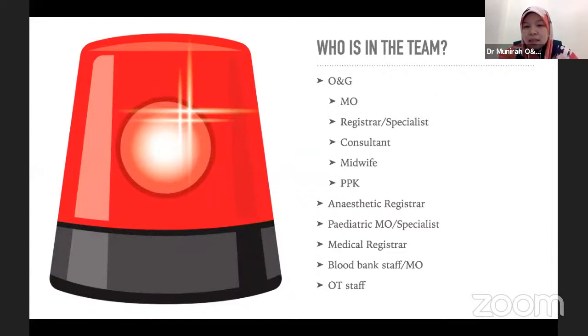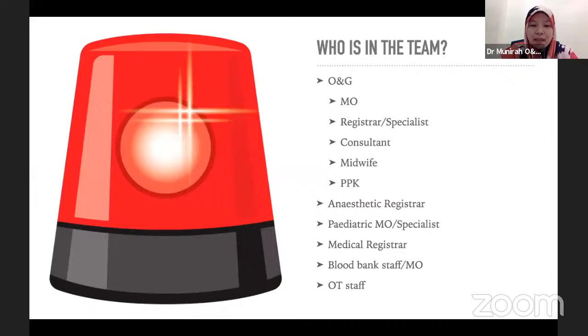At least these personnel will need to make sure that they can hear the red alert trigger. When it goes through the announcement, everybody will have to respond. Obviously the blood bank staff and the OT staff wouldn't need to run to the location, but they will need to stand by at the lab or OT, and the OT staff will need to prepare the OT in case of a cesarean section, for example. However, the ONG, anesthetic, pediatric, and medical teams will need to rush to the scene.